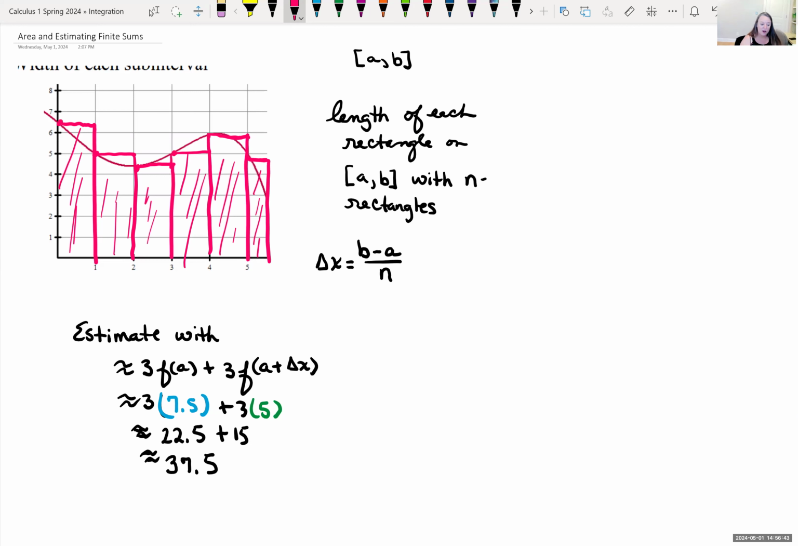So technically what we're going to end up doing, we're going to make the widths of those rectangles smaller and smaller, infinitesimally small. So basically the whole thing is just shaded and we have the exact area under the curve. So that's kind of the reasoning behind what we're going to be doing right now.